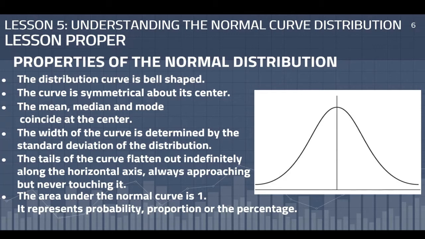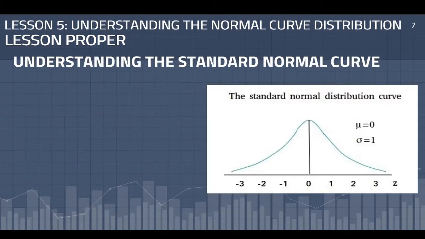The area under the normal curve is 1. It represents probability, proportion, or the percentage. Ibig sabihin, ang kabuuang sukat ng area ng nasa ilalim ng curve ay equal lang sa 1.